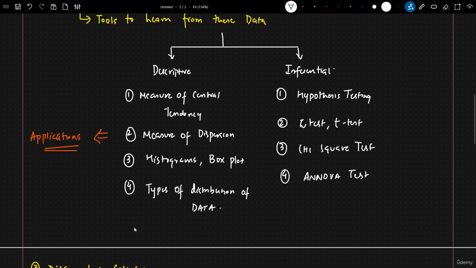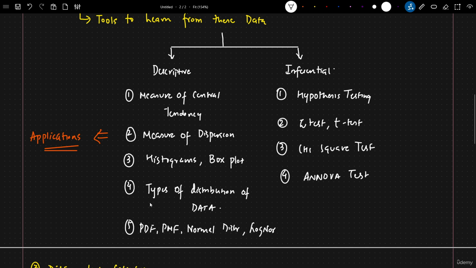right? Along with this, we will be talking about PDF, we will be talking about PMF, then we'll be seeing different distributions like normal distribution, right? We'll be talking about Gaussian distribution. We'll be talking about log normal distribution.